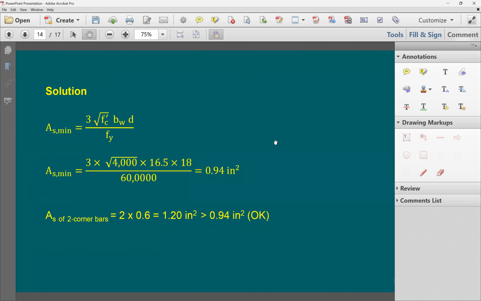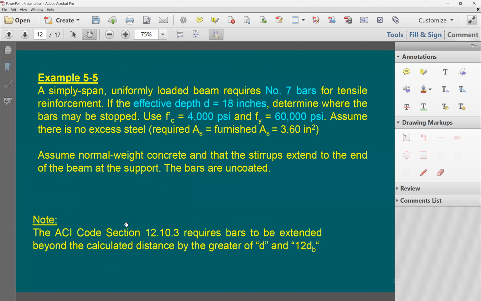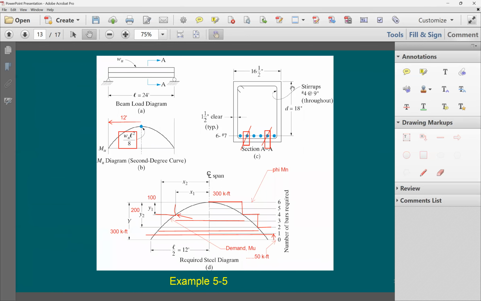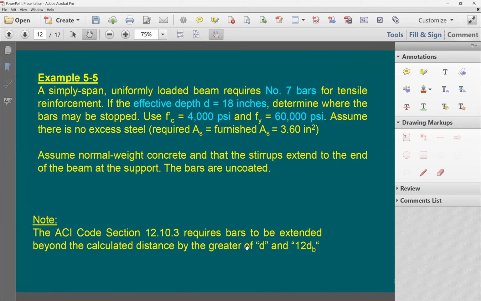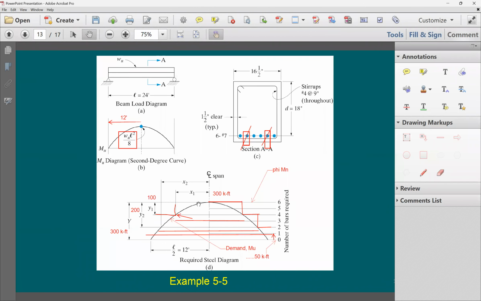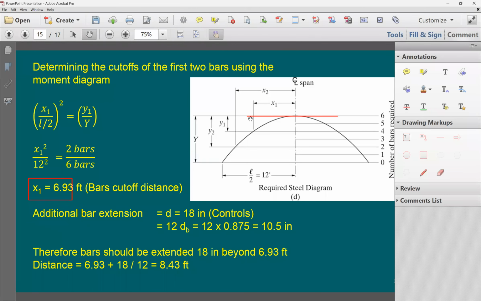Let me take you back and read you one thing that I just skipped. It says here, this section of the ACI requires bars to be extended beyond the calculated distance by the greater of d distance or 12 d_b. What is d distance? D is going to be the depth. So how much is the depth? 18 inch. So it's going to be either 18 inch or 12 times what bar size? Number 7. So let's say about 12 inches. If I consider this to be number 8, it means 12 or 18. I know that the depth d is going to be controlling my values. It's going to be 18 inches, and this is what I need to use. Therefore, I need to extend this rebar from this point by about 18 inches.